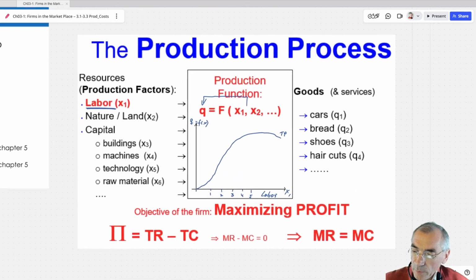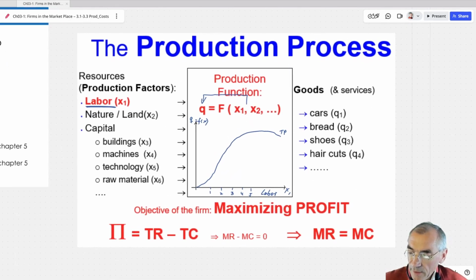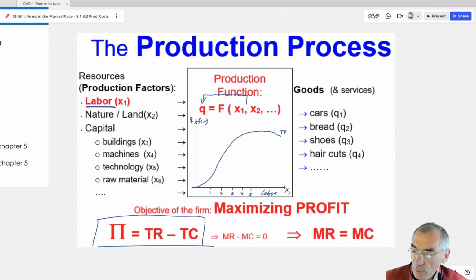Another thing that we already find here is the objective of firms, that we assume maximizing profit, and that this maximized profit is found at the point where total revenue minus total cost is at its maximum. And then from here, we are going to derive later in chapter 5 that this is the point where, in fact, marginal revenue is equal to marginal cost, but that's something we don't have to discuss intensively here.